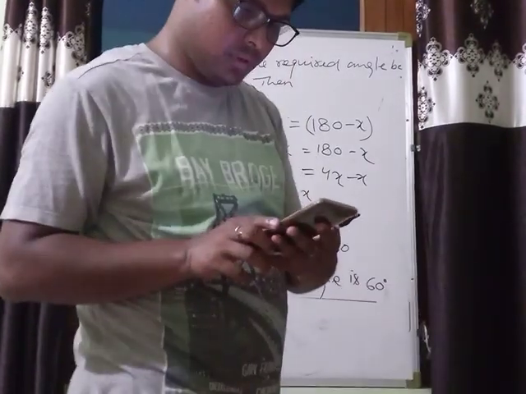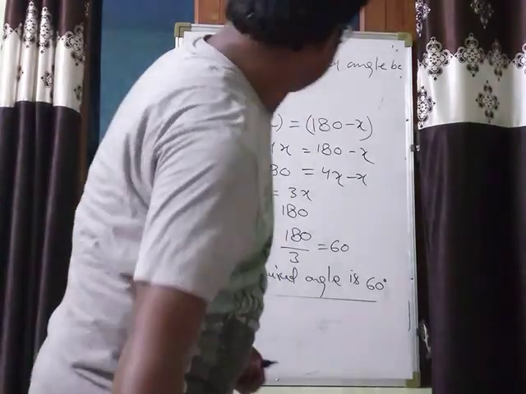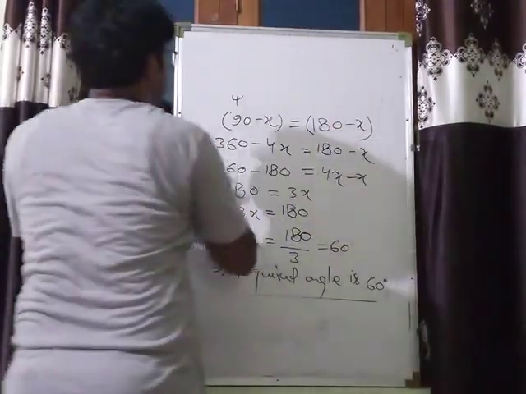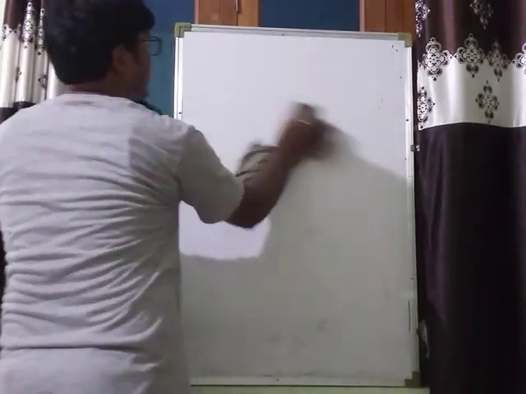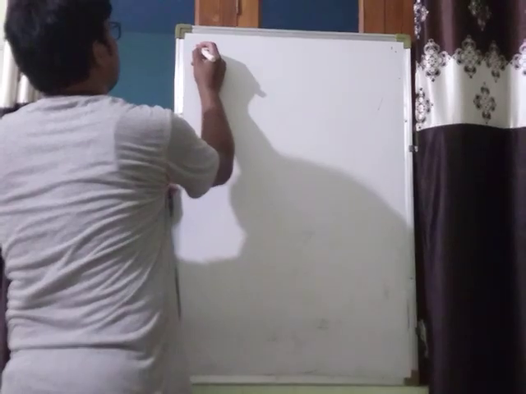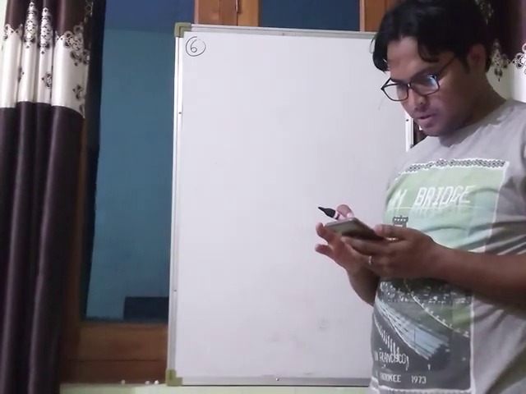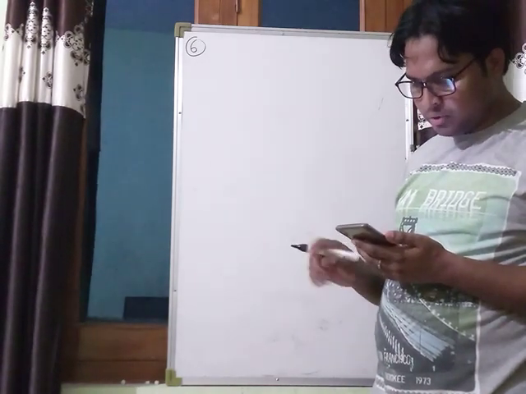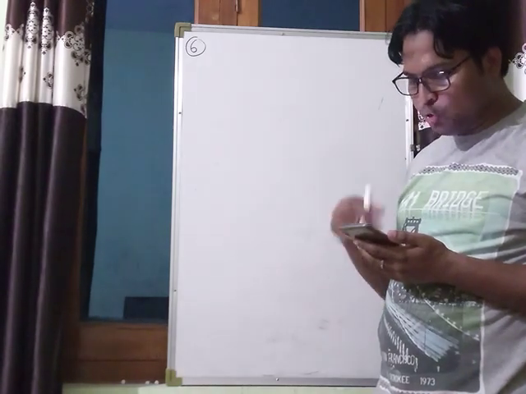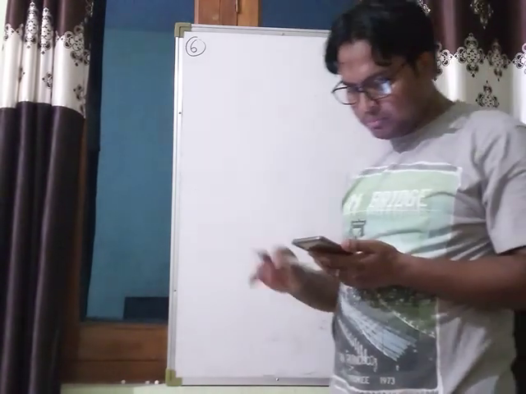Okay. Now read question number 6. Question number 6 is: AB is parallel to CD. The bisectors of angle BPQ and angle DQP meet at O. Prove that angle POQ is 90 degree.